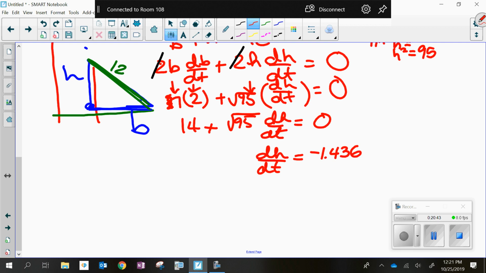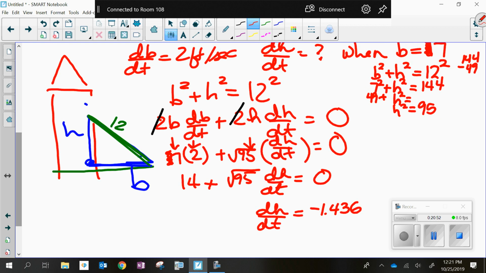I don't know. Would it be feet squared per second because you're multiplying? No. Because you're not multiplying. So b was feet, and db was feet per second. h was feet, so you're dividing feet per second by feet. Now let's think here. Your answer is feet per second. Yes. Feet squared per second on this side divided by feet is still feet per second.